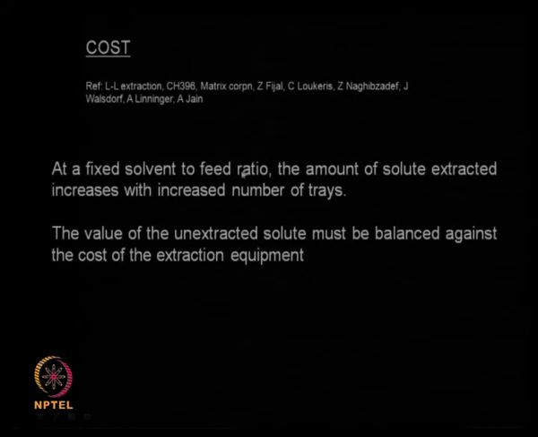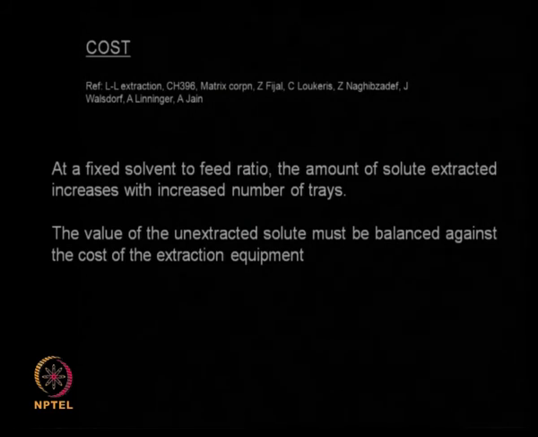So at a fixed solvent to feed ratio, the amount of solute extracted increases with the increased number of trays. So obviously, I am fixing the solvent to feed ratio and I want to keep on extracting. So if I have many stages, I will be able to increase the amount of solute that is extracted. The value of the unextracted solute must be balanced against the cost of the extraction equipment, but then I can put many stages, but then I am going to increase the cost of the overall liquid extraction process. Is it really worth extracting all the solute?